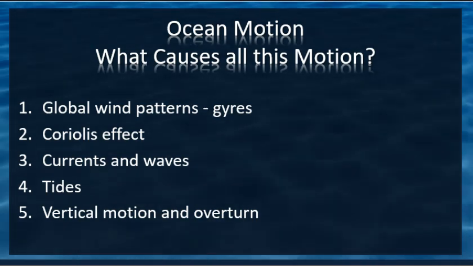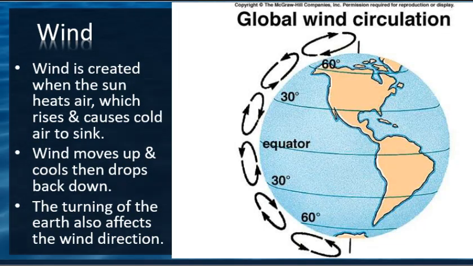All right, everybody got their 5 things written down here? All right, the wind. The wind is created when the sun heats the air, and the air rises, causing cold air to sink. And as that motion's coming, we have a wind breeze blowing. So wind moves up and cools, then drops back down.